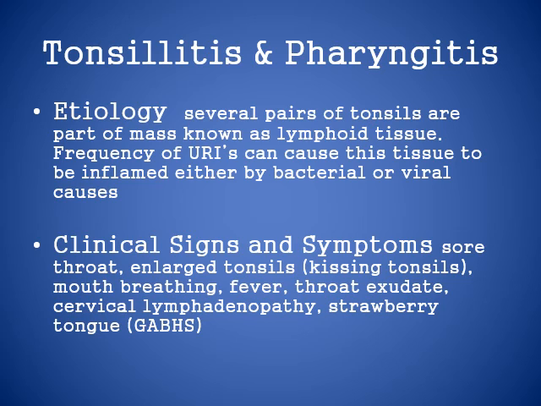Sometimes they become more effective at doing this and can cause a lot of swelling and infections in the back of the throat. So clinical signs and symptoms of having a sore throat and tonsillitis is that you will have pain in your throat. Enlarged tonsils, some kids have what we call kissing tonsils, meaning that the tonsils are so enlarged that they're touching each other on either side. This can lead to airway obstruction and sleep apnea. You can be a mouth breather, usually is associated with a fever sometimes, and swollen lymph glands. A strawberry tongue is what is usually associated with a strep infection, which we'll talk about in a minute.